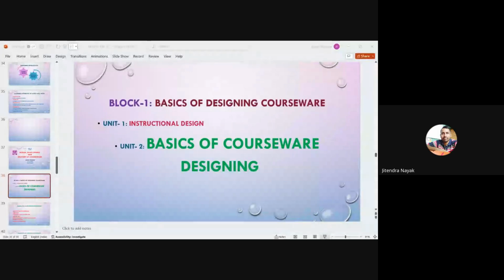We have completed the first unit of block 1. Today we are going to discuss unit 2 of block 1, and block 2 also has 4 units, so from that we will discuss 1 unit. Is it clear now? Clear to all? Yes, ma'am. Okay.